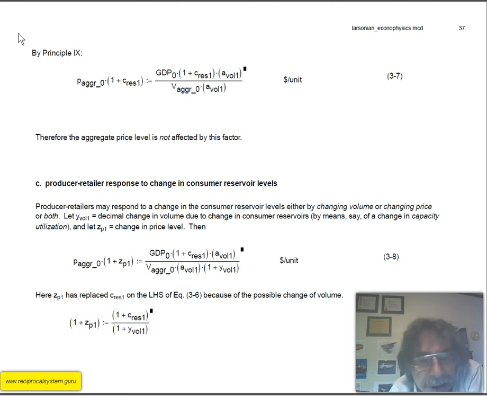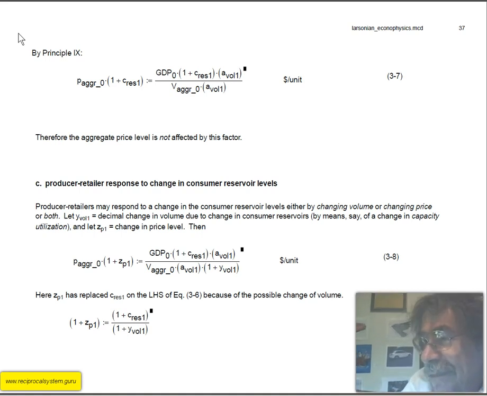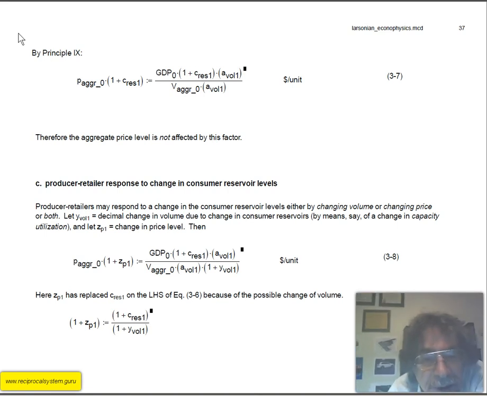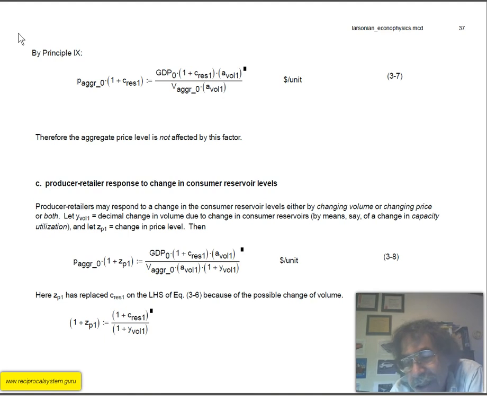All right, section C, producer-retailer responds to changing consumer reservoir levels. So the producer-retailer changes depending on whether consumers are putting money back into the reservoirs or taking it out. During a recession, of course, consumers stop spending, and whatever income they have, they'll put more into savings somewhere. So producer-retailers may respond to a change in the consumer reservoir levels either by changing the volume of their production or changing the price, which is pretty common, or both.